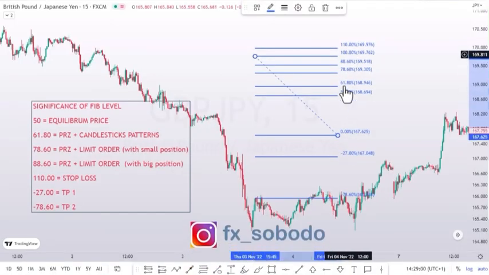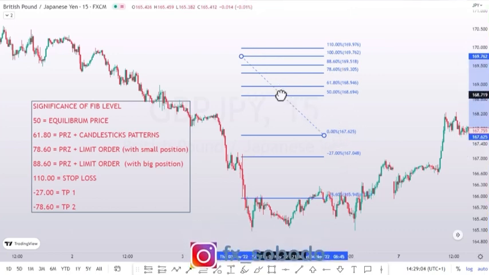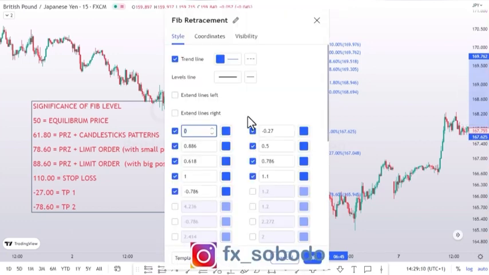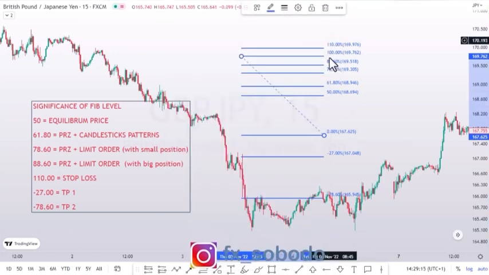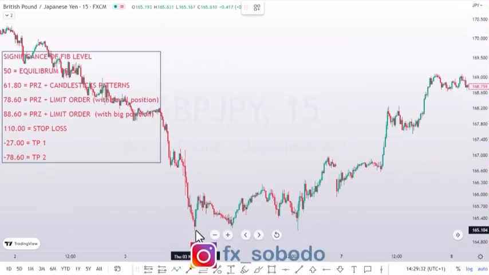Make sure you have all these values on your Fibonacci tool. After you've input these values, remember these are the values once again. After you've input these values on your Fibonacci tool, then for example, we want to buy, right? This structure here. Let's see here.